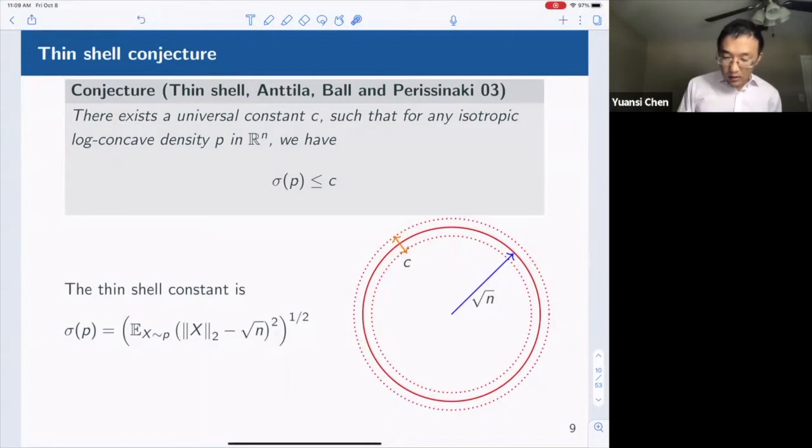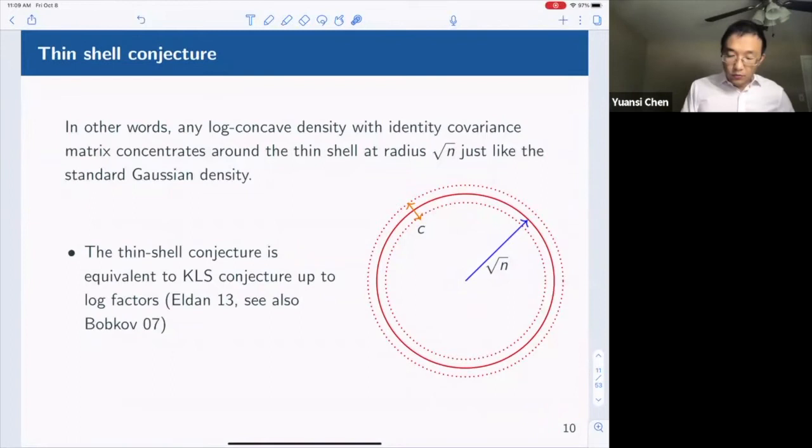As long as you normalize to be mean zero and covariance identity, it's easy to prove, if you try these things with a standard Gaussian density, these Thin Shell kinds of results. So it's basically saying that in the sense of the Thin Shell constant, this specific type of concentration, any log-concave density with identity covariance, the mass will concentrate very similarly to the standard Gaussian.